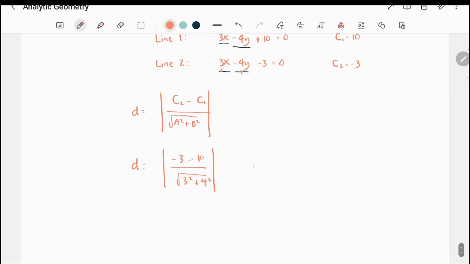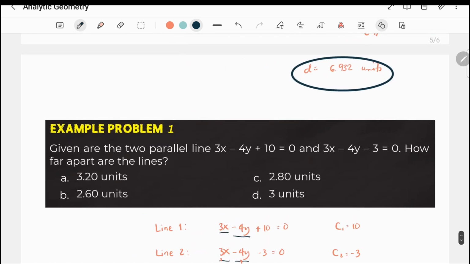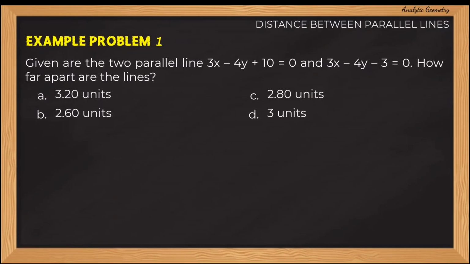Negative 3 minus 10 is negative 13, then itong nasa baba is 5, so this is equal to negative 2.6, pero since kailangan natin ng absolute value, then this is 2.6, and this is in units. So the distance natin is equal to 2.6, and the answer is letter B, that is 2.60 units. So again, the answer to this problem is letter B, that is 2.60 units.